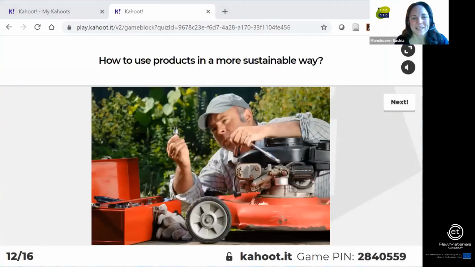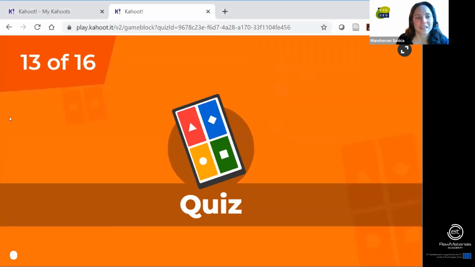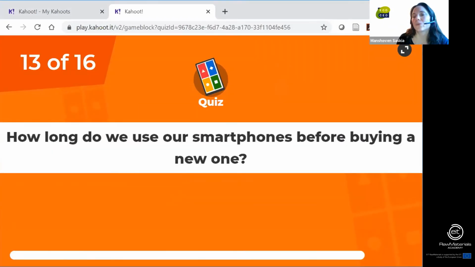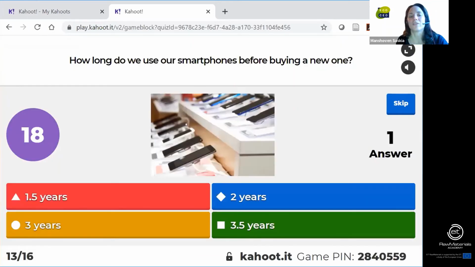Okay, so recycling and buying more sustainable products, those are two ways to lower our impact on the environment. But this alone is not enough. We also need to use our products longer, for example. But unfortunately, often we throw away products even if they can still be used or repaired. And the next question is about that. How long do we use our smartphones before buying a new one on average? Is that 1.5 years, 2 years, 3 years, or 3.5 years?